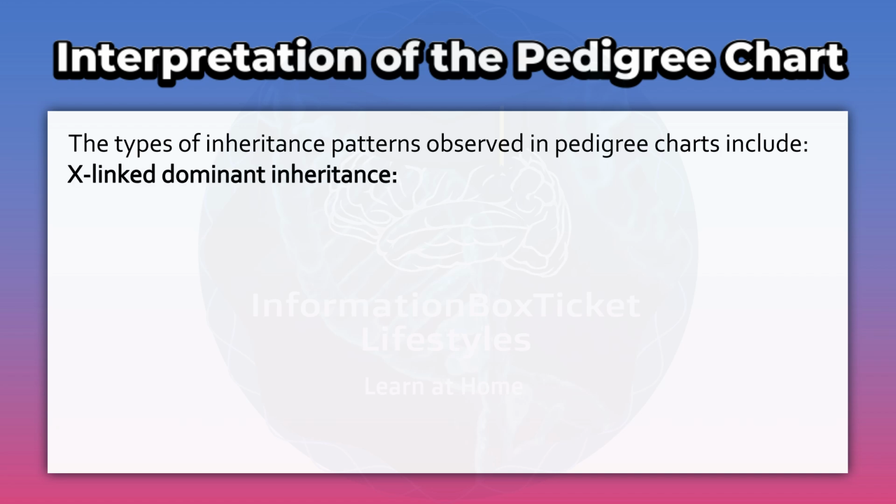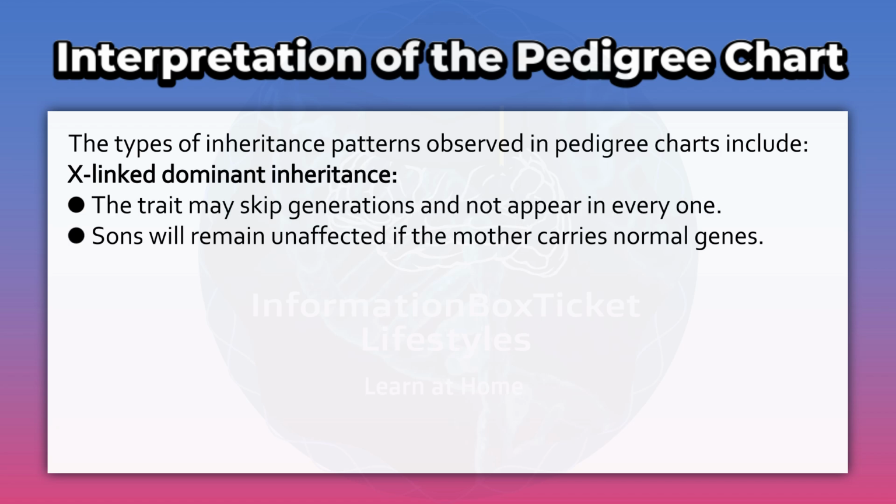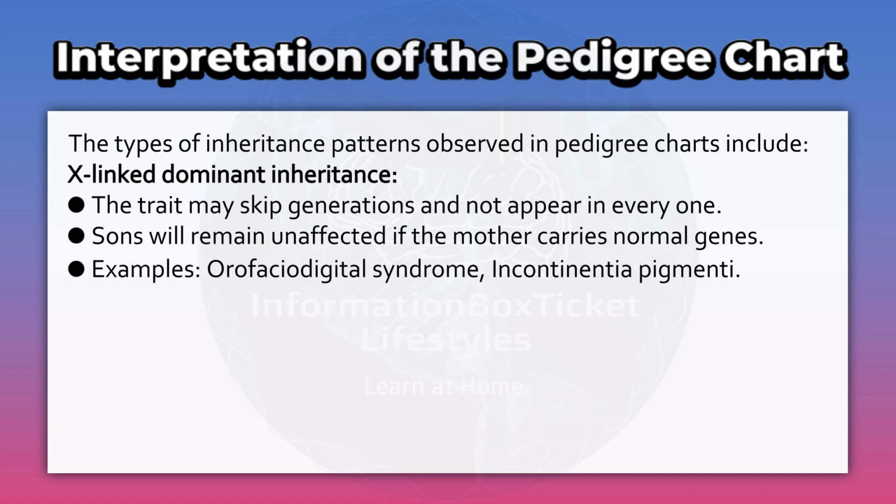X-linked dominant inheritance. All daughters of an affected father carrying the abnormal X-linked dominant gene will be affected. Sons will remain unaffected if the mother carries normal genes. Examples: orofaciodigital syndrome, incontinentia pigmenti.